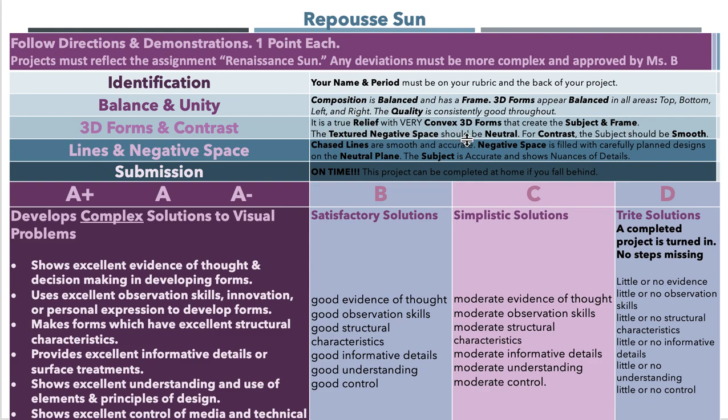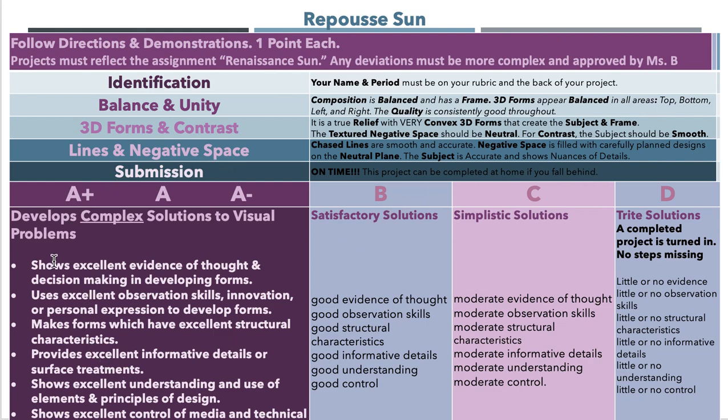The texture negative space should be neutral. For contrast, the subject should be smooth. So the subject smooth, the background is textured, the negative space. Lines in negative space. Chase lines are smooth and accurate. Negative space is filled with carefully planned designs on the neutral plane. The subject is accurate and shows nuances and details. Submission, on time. The project must be completed at home if you fall behind.